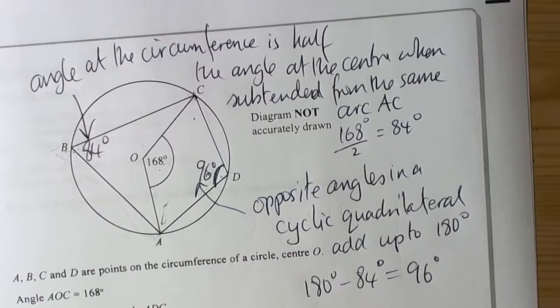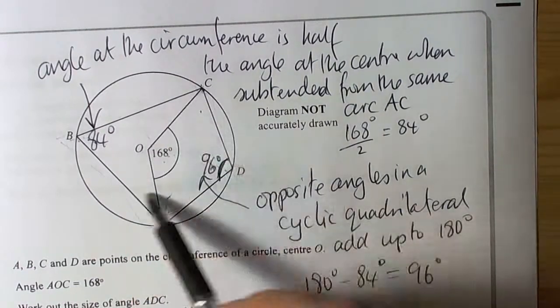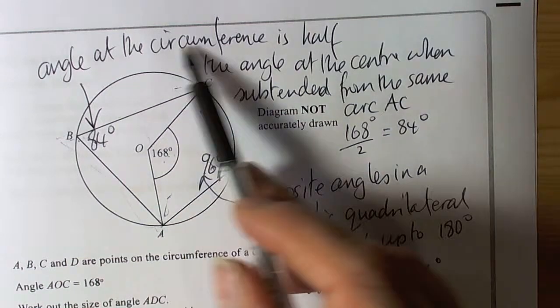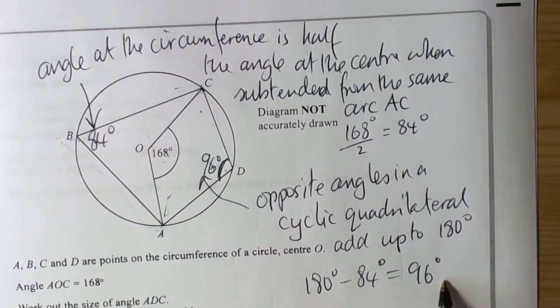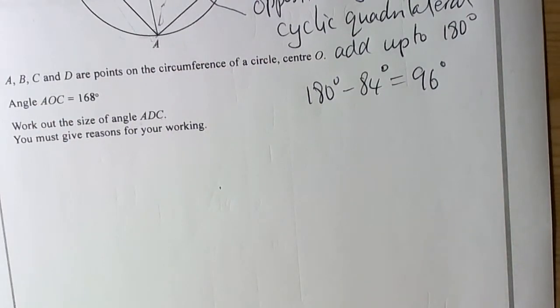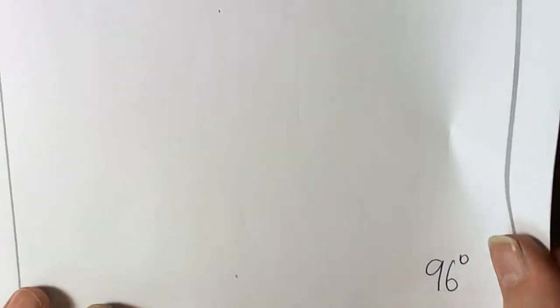So that's that question done. We've looked at the picture, we've broken it down into shapes that we can see to use some of the circle theorems we know. We've written the reasons down, and we've explained our workings through the sums we've done. So there's enough there to get all 4 marks. So 96 degrees on the answer line. Job done.